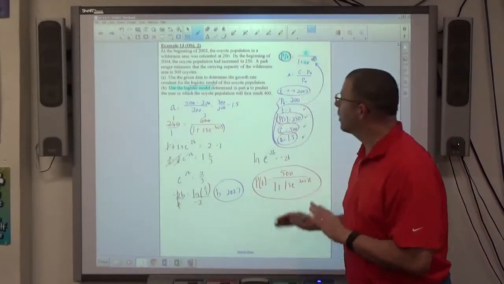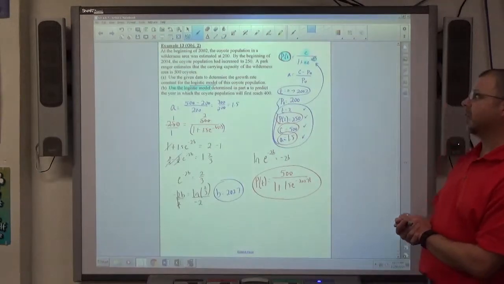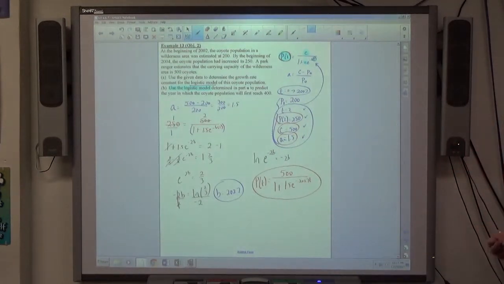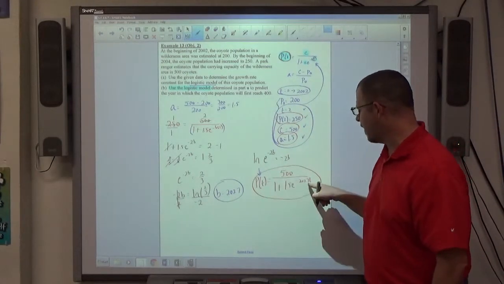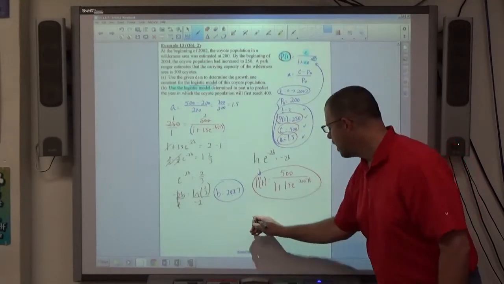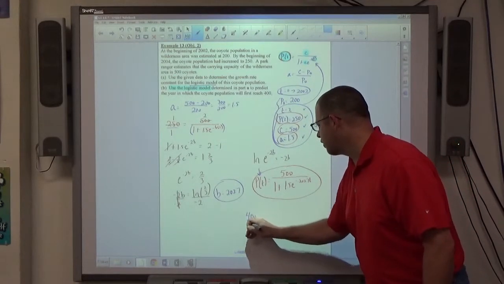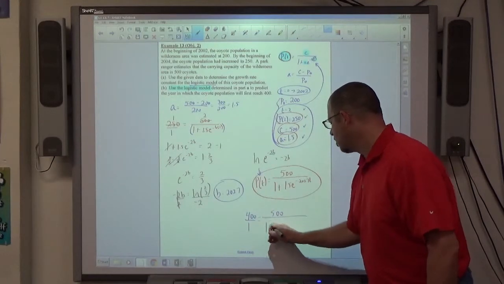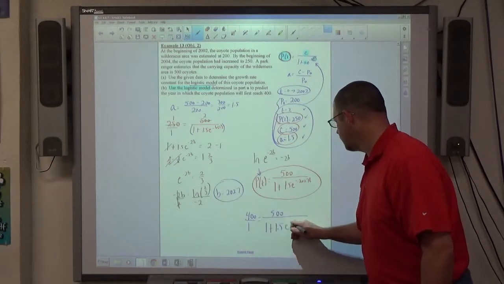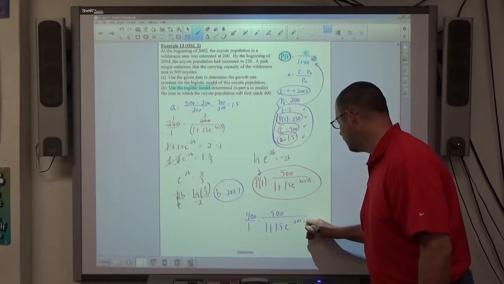All right? So, going on to part B, use the logistic model determined in part A to predict the year in which the coyote population will first reach 400. All they're asking me to do here is make this equal 400 and find out what year it is. So, if I put P of t equals 400, put that over 1, equals 500 over 1 plus 1.5 e to the negative 0.2027 t.